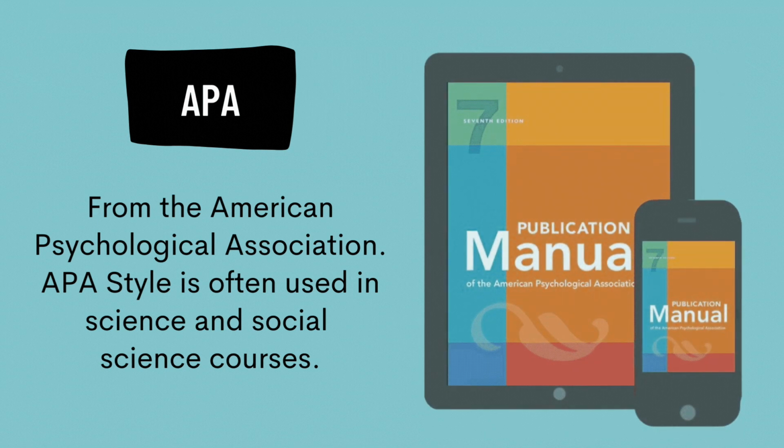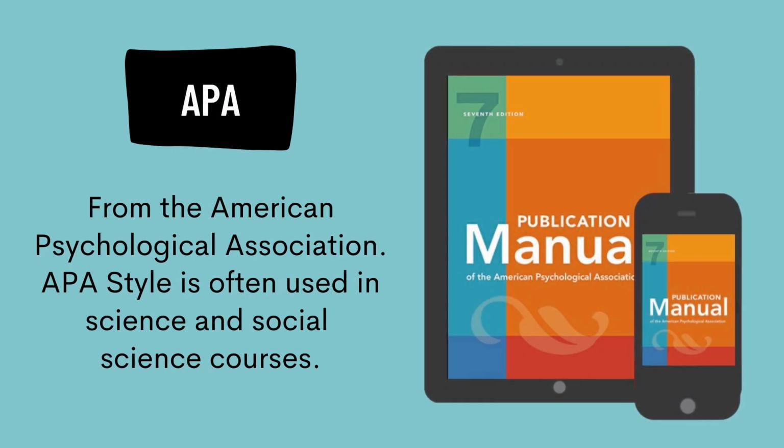APA stands for American Psychological Association. APA style is a specific method used to format your assignments. It's a format typically used in the social sciences like psychology or sociology, but instructors outside of those areas might ask you to use APA style too.